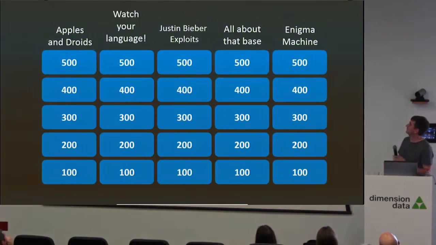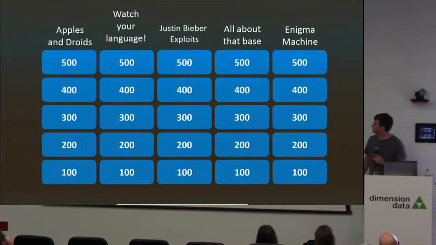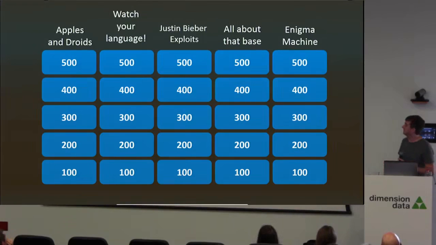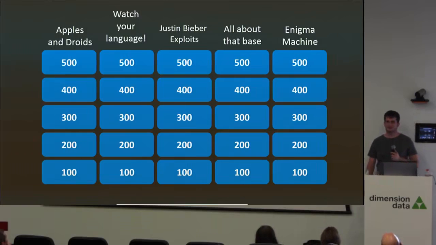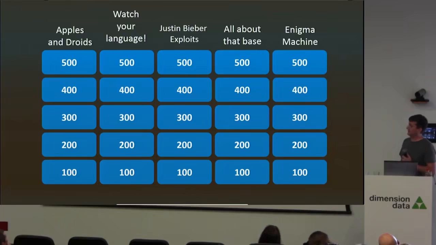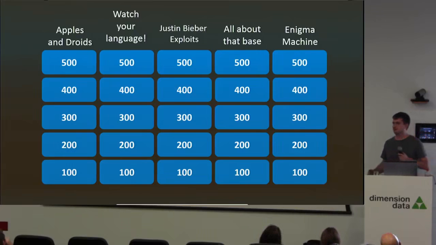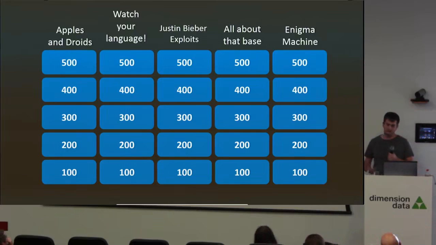Okay, so let's restart. We've got 5 categories. First one is Apples and Androids. It's actually more any mobile thing, mainly focused on Apple, iOS, and Android. Then what's your language? So just guess the language or syntax. Justin Bieber exploits: exploits with names, because they don't really need them, but they're catchy. And then all about that base: guess the encoding or the base that something is in. And then Enigma machine, some cryptography or whatever.